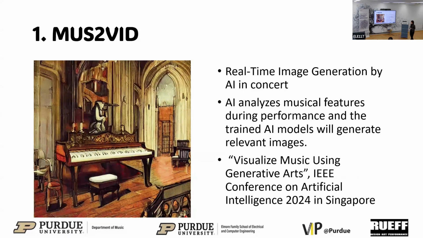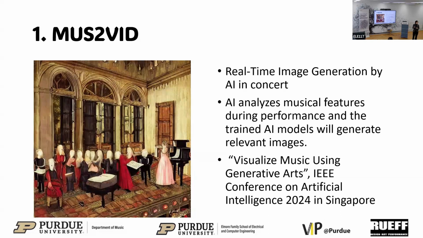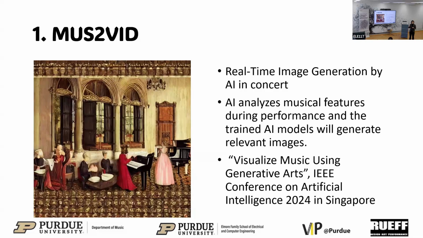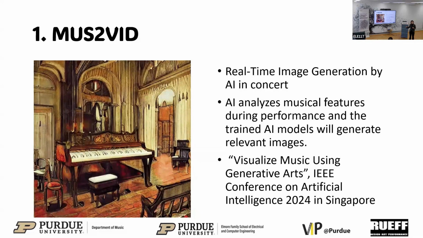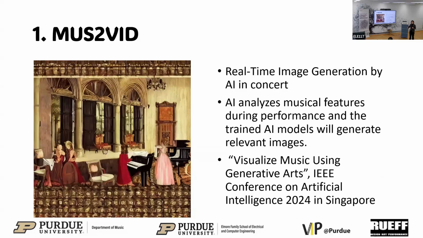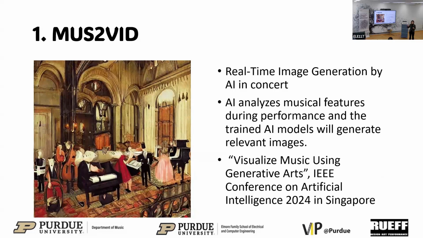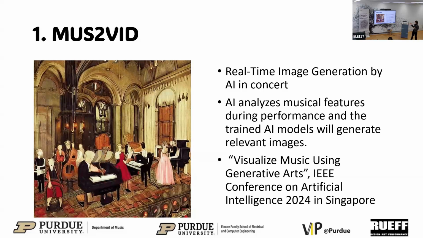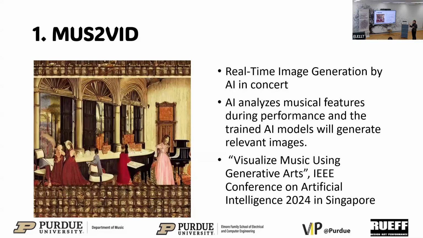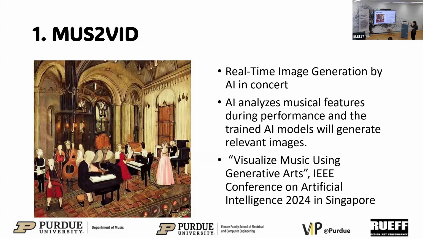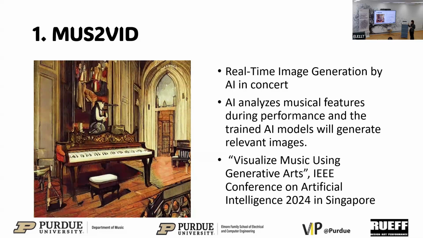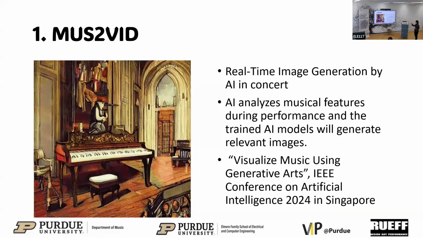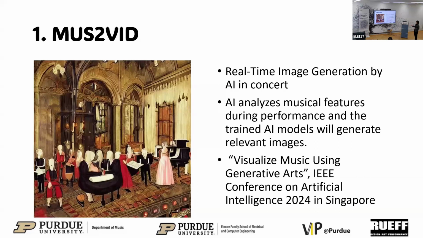This is about real-time image generation by AI in concert. Basically, AI will analyze the musical elements from the music I play in concert, then generate the relevant images. Our paper, Visualize Music Using Generative Art, was presented at the IEEE Conference on Artificial Intelligence last year in Singapore. I'm going to talk about that a little bit later.